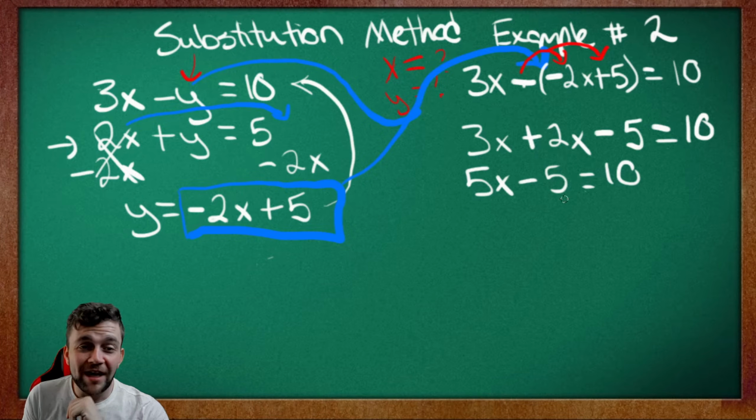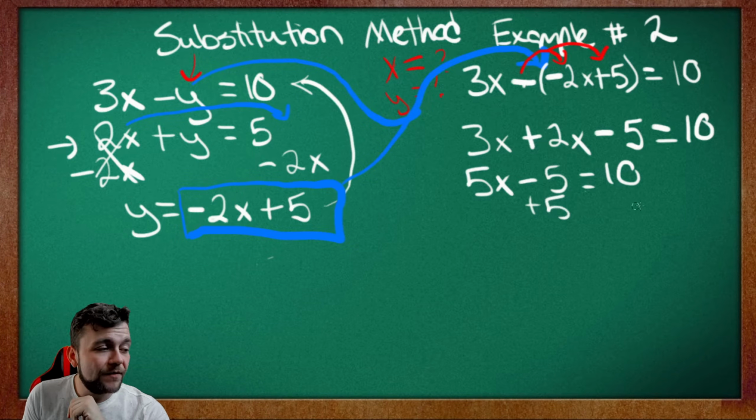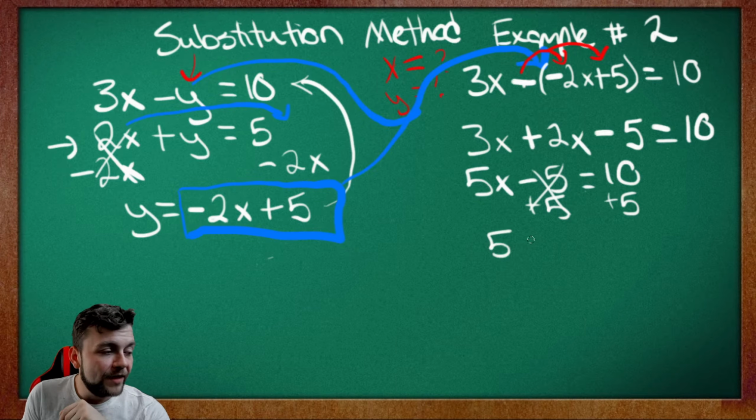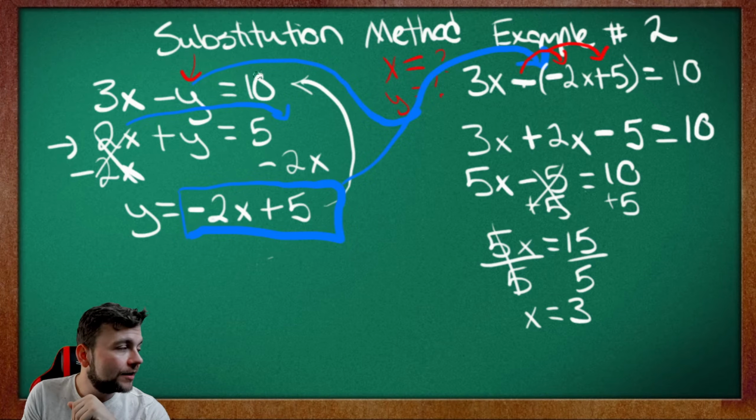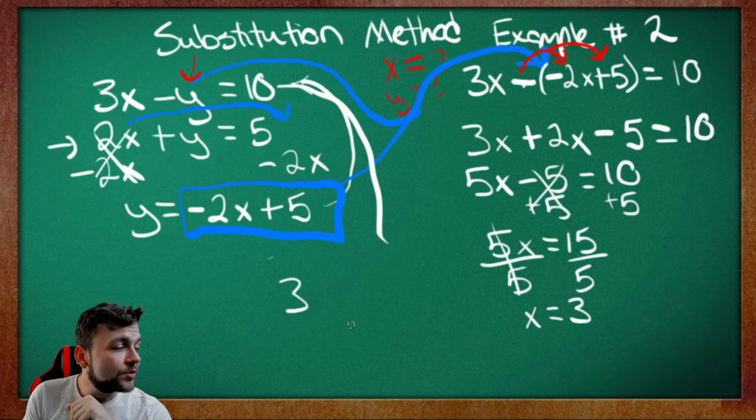How do we get rid of the minus 5? We add 5. Okay, how do we get rid of... Oh, let me rewrite this. Sorry, I'm getting ahead of myself. So we have 5x equals 15. Divide both sides by 5. That cancels or simplifies down into a 1. X equals 3. Go ahead. We're going to use this top equation. We're going to replace the x with 3.